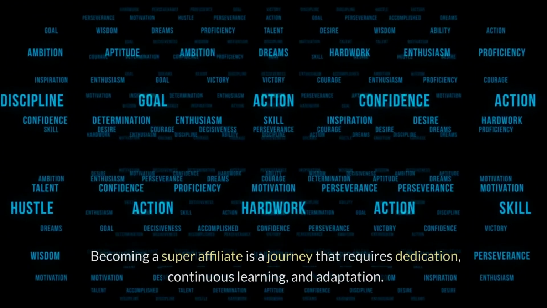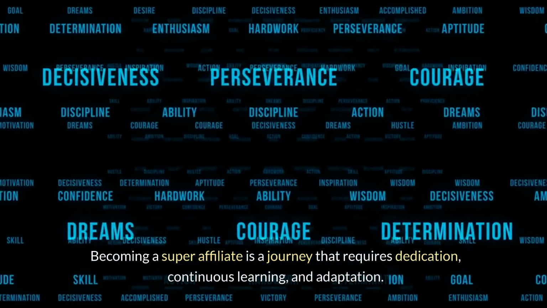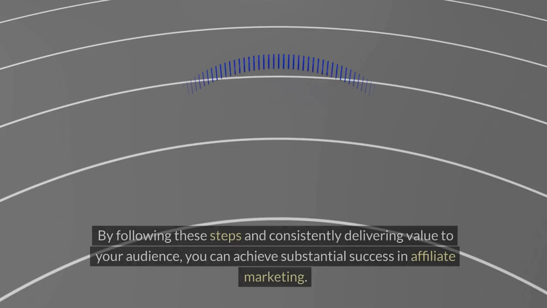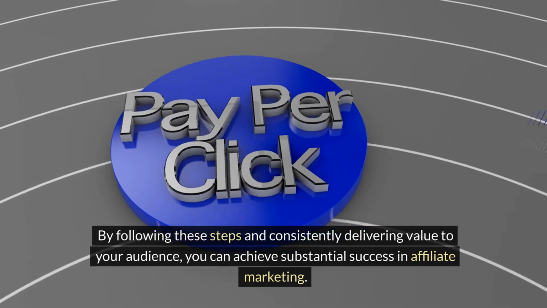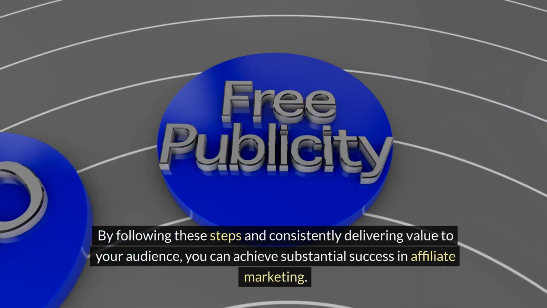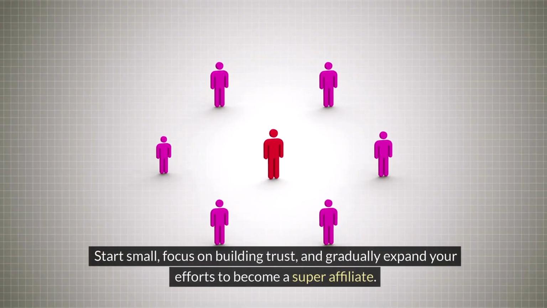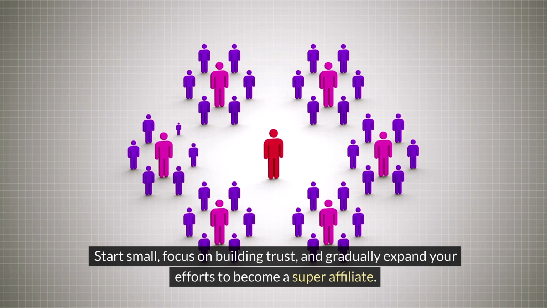Conclusion. Becoming a super affiliate is a journey that requires dedication, continuous learning, and adaptation. By following these steps and consistently delivering value to your audience, you can achieve substantial success in affiliate marketing. Start small, focus on building trust, and gradually expand your efforts to become a super affiliate.